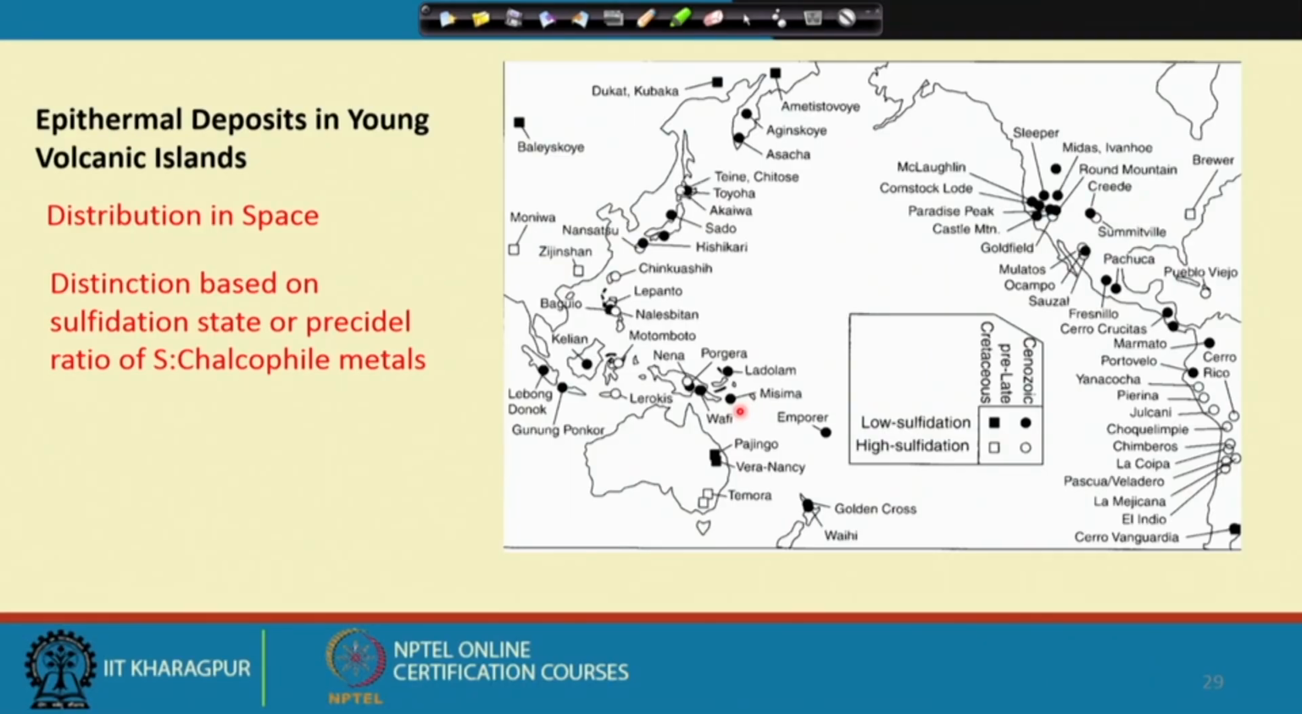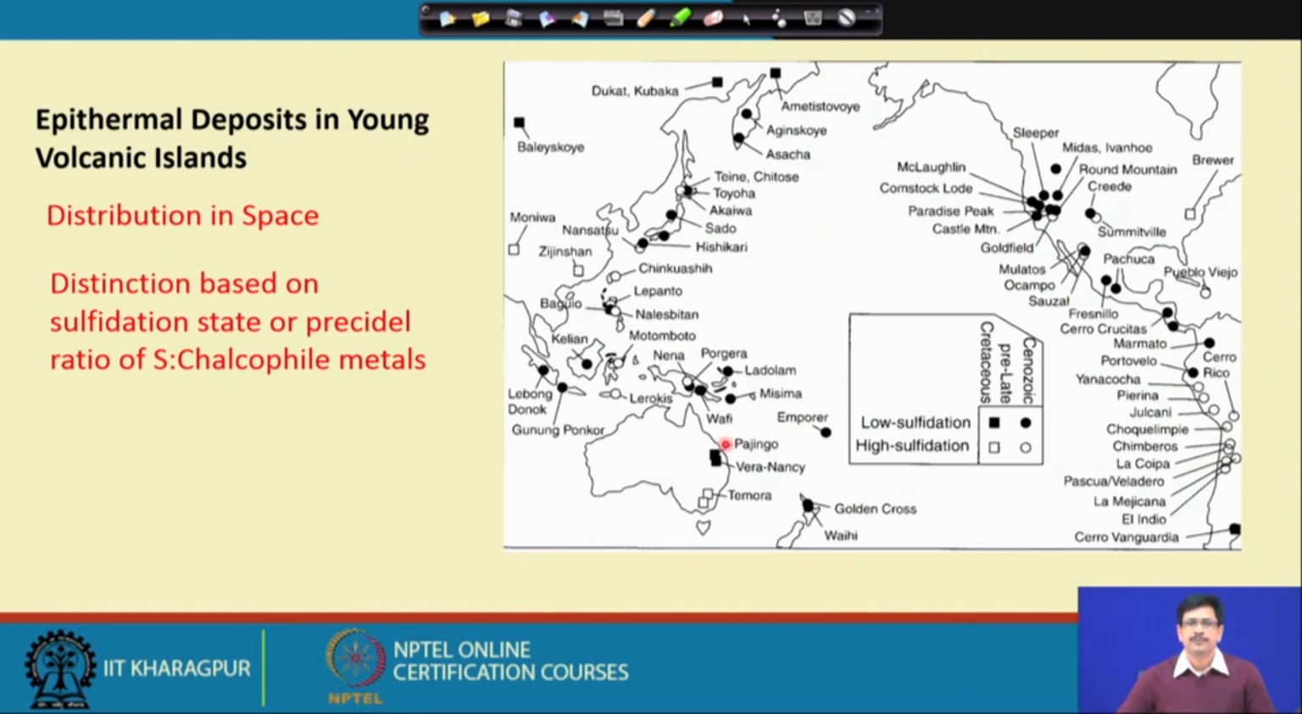Now, we would like to go over to a very interesting class of deposits which are essentially known as the epithermal deposits in young volcanic islands. We have been seeing through such maps that this is the Pacific Ring of Fire, and the deposits which we are going to discuss now are distributed all around the Pacific plate, or what is basically known as the Pacific Ring of Fire.